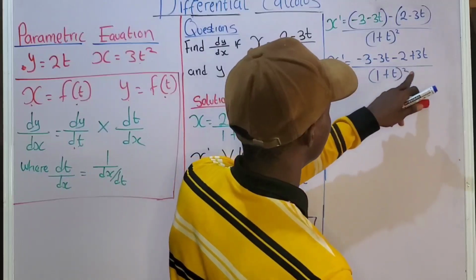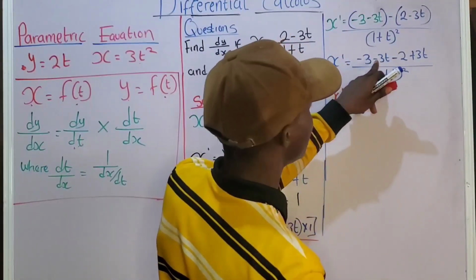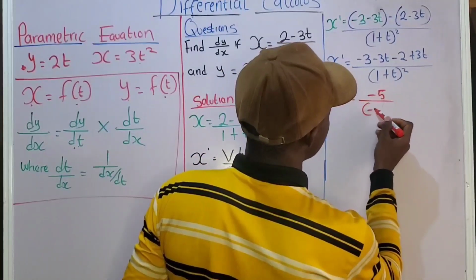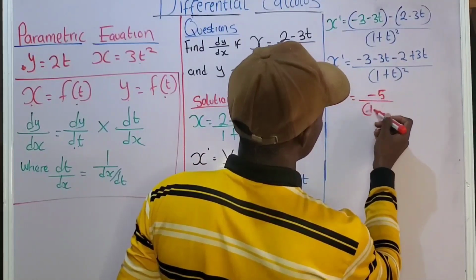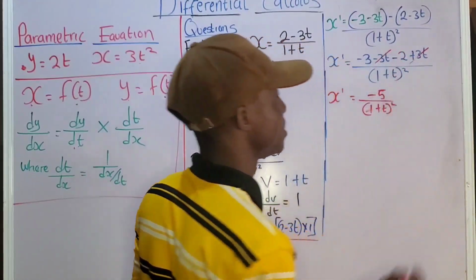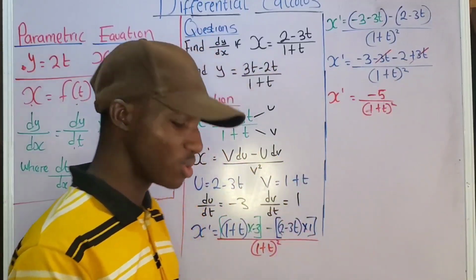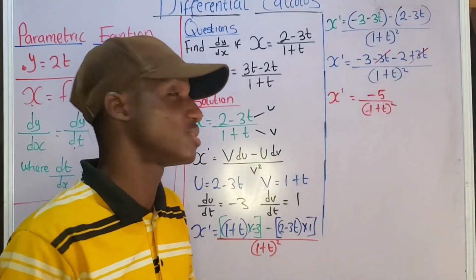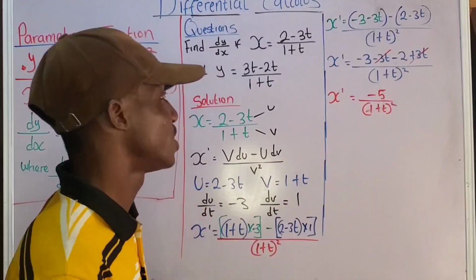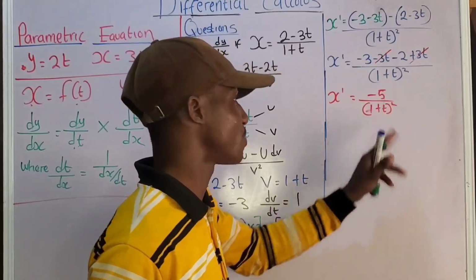The derivative of x will be equals to negative 3, negative 2, that is negative 5, all over 1 plus t squared, because this negative 3t will cancel this positive 3t. So we are left with what? Negative 3, negative 2. It's like you are owing someone 3 naira and you are still owing that person 2 naira. That means you are owing altogether 5 naira. That's why I have negative 5, and this denominator is here. So this is the derivative of x.